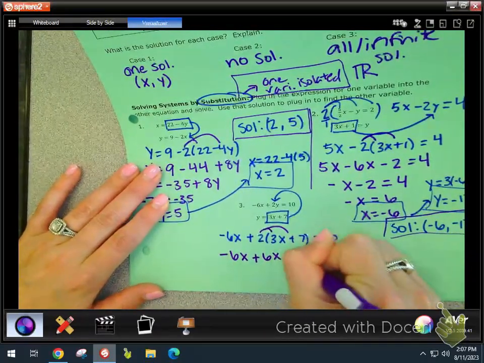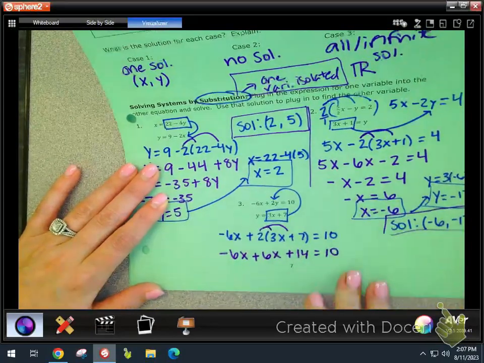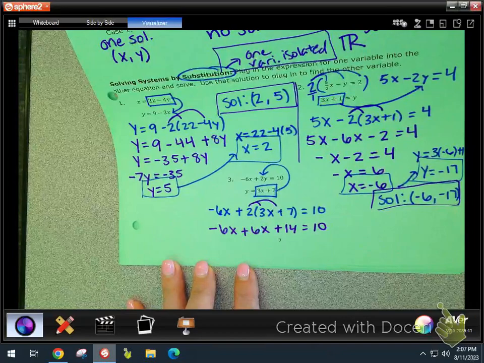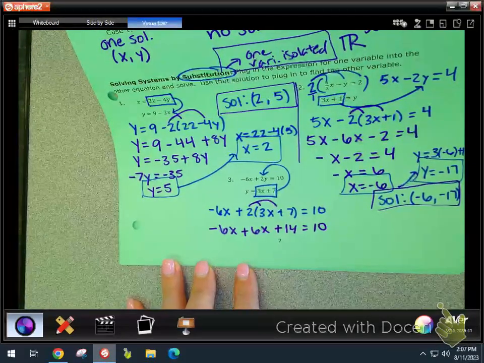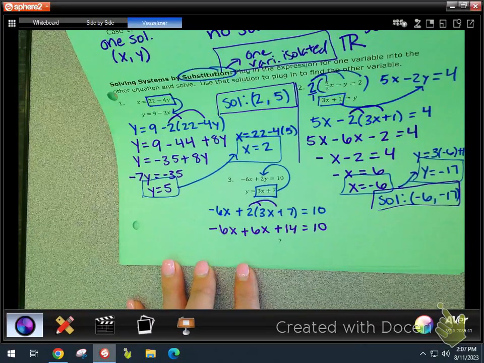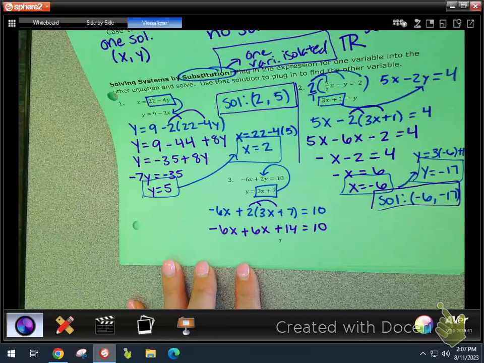Did you multiply correctly? You just... Oh, like before you even started? You could do that, but again, what's easier? Work smarter, not harder. Y is already by itself, so I would start there. Yeah, when you're doing substitution, I would always start with the one that is by itself.